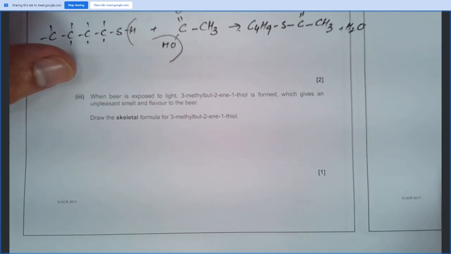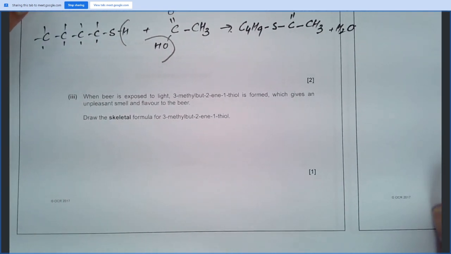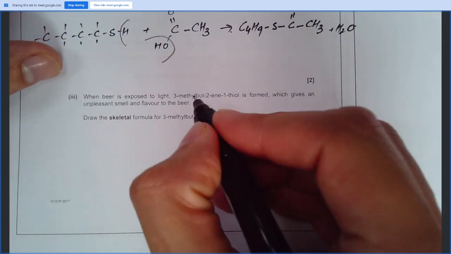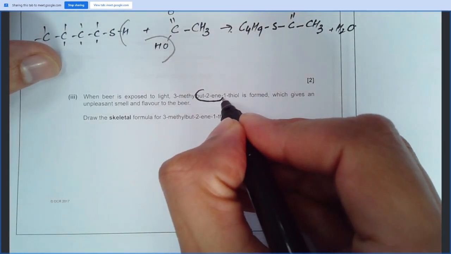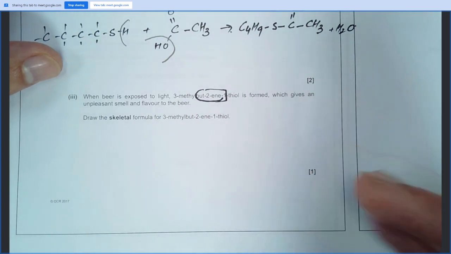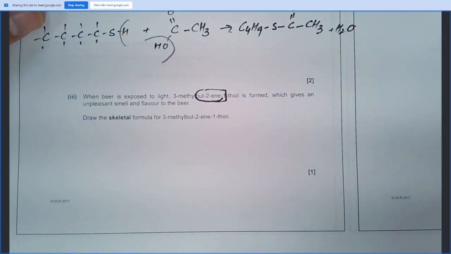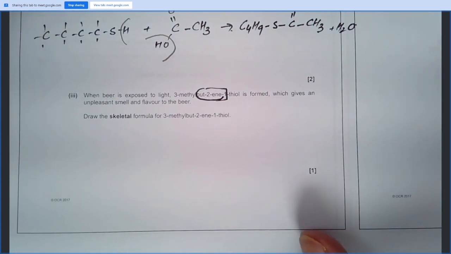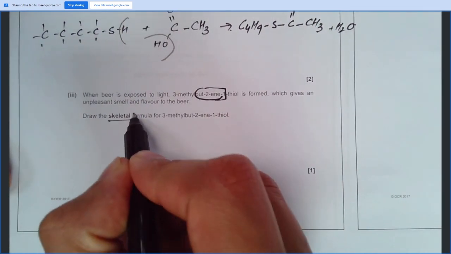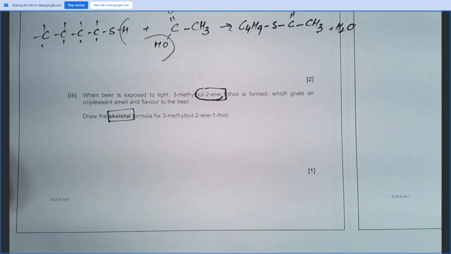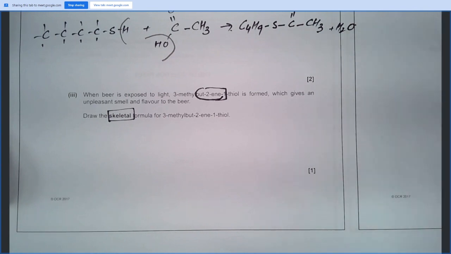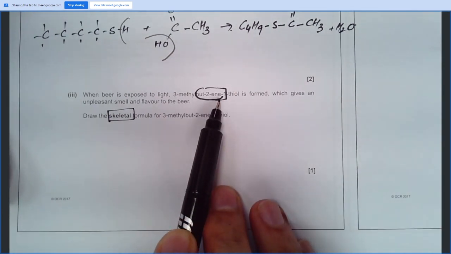The next part says when beer is exposed to light, 3-methylbut-2-ene-1-thiol. So this is important because this is my main chain. Butene 1-thiol is formed, which gives an unpleasant smell and flavor to beer. Draw the skeletal formula. Now I would not go for the skeletal formula straight away. What I'll do is first I'll draw the displayed formula for this.